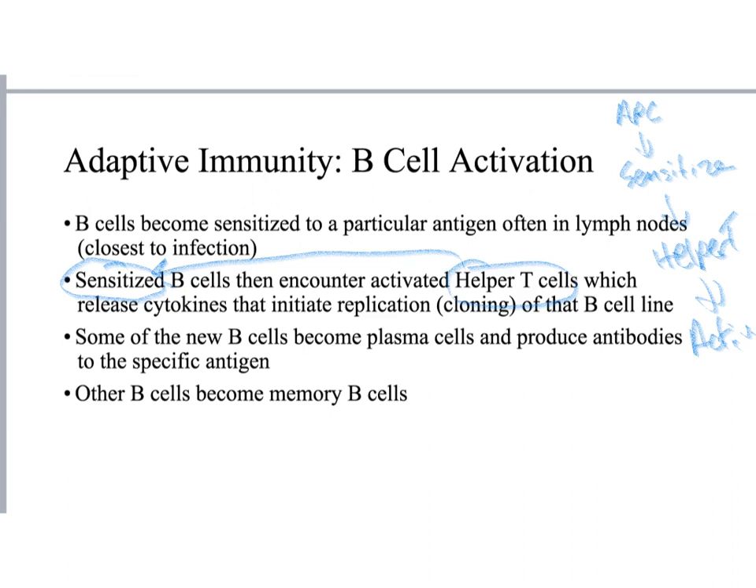And once it's activated, it becomes a plasma cell and produces antibodies. Alternatively, it could become a memory B cell as well, right? So we saw with each of these cell lines, cytotoxic T cells, helper T cells, and B cells, that there are some memory cells that are created, and they're not really used for the current infection, but they're going to be useful for the secondary immune response.